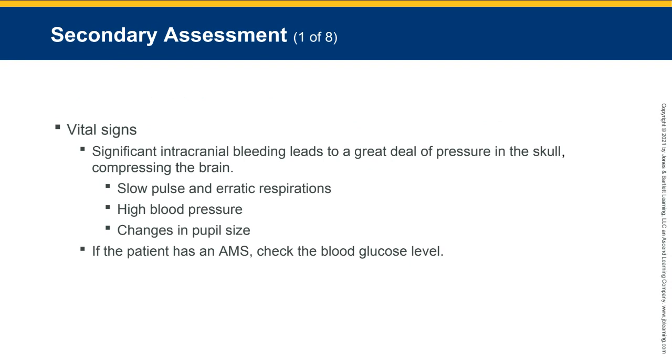In your secondary assessment, vital signs. Significant intracranial bleeding leads to a great deal of pressure in the skull, compressing the brain. This will cause a slow pulse and erratic respirations and a high blood pressure and changes in pupil size. Very important slide. These signs and symptoms are referred to as Cushing's syndrome or Cushing's triad. If the patient has AMS, check the blood glucose level.